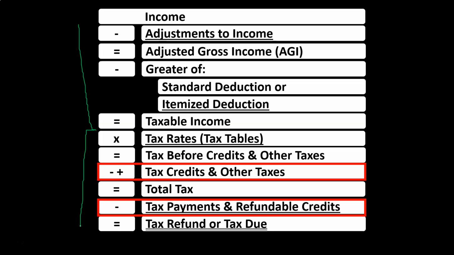The credits are typically going to be better than the deductions. If you have $1 of credit, for example, versus $1 of deduction, you're going to get that full dollar's worth of a credit. Whereas if you have a deduction up top, either above the line deduction or the standard or itemized deduction, you're only going to get a benefit in relation to the tax rate that will be applied.